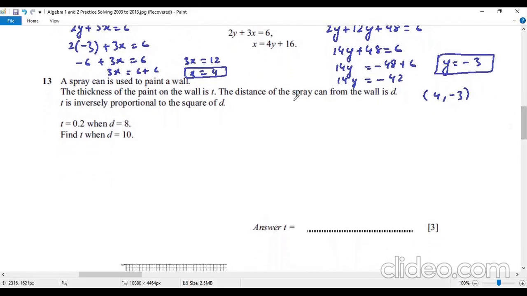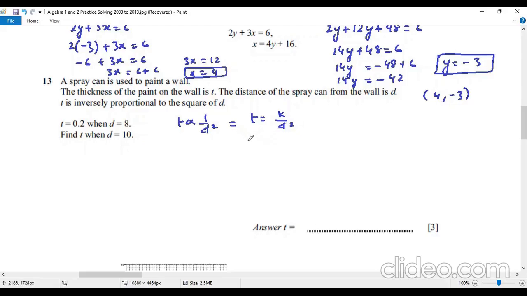Now it says a spray can is used to paint a wall. The thickness of the paint on the wall is T. The distance of the spray can, D, is inversely proportional. That means you should write T is inversely proportional to 1 over D squared. It's already given in the question. Now to remove the sign of proportionality, I will write T equals k over D squared. First of all, we need to find out the value of k.